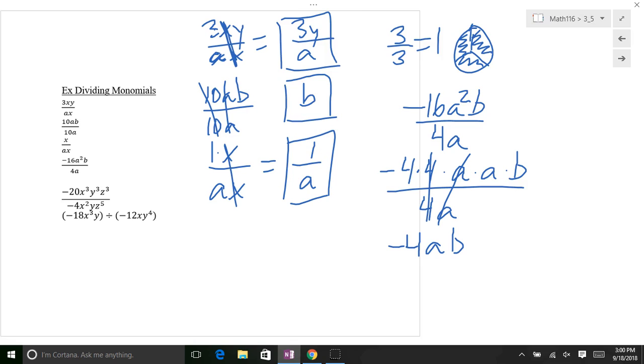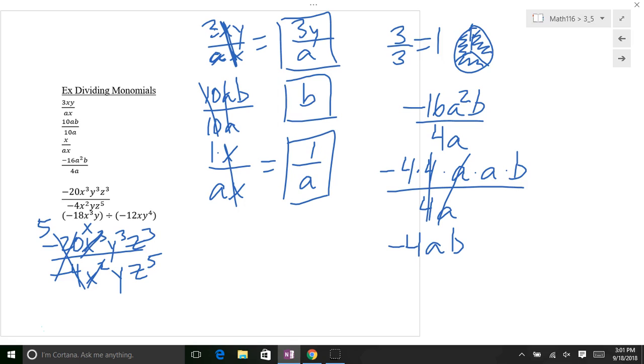Next one, negative 20x cubed y cubed z cubed over negative 4x squared y z to the 5th. Well, negative 20 over negative 4, negative over negative is positive, so that's going to leave us with a 5 on the top there. x cubed over x squared, well, that's 3 x's on the top, 2 x's on the bottom. That just leaves us with one of these x's on the top.